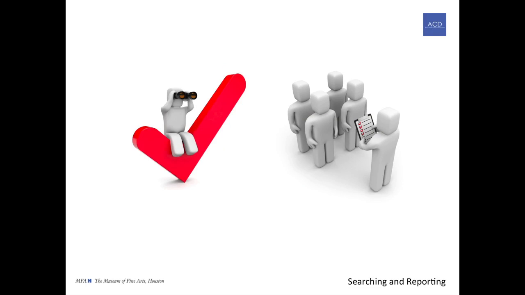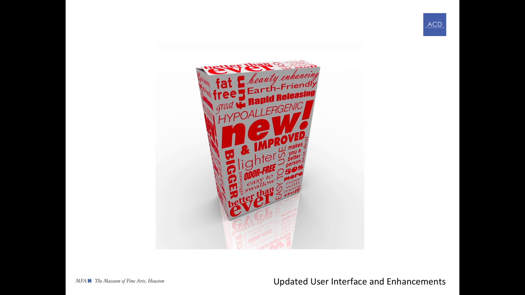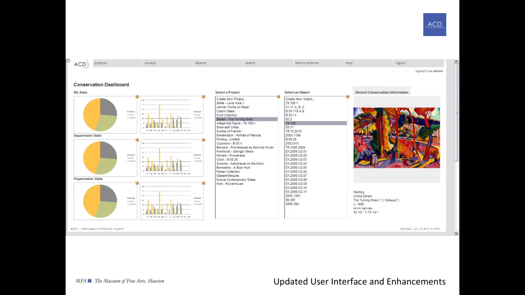Searching and reporting we're working on. And we're also working on updating the user interface. We're really trying to think about how you flow through the program, how you get from one section to another, and the order of information that you enter. So we're working on wireframes, and these are just wireframe screenshots, but this shows our idea of having little widgets that give you statistical information about what we have conserved in the last year, or what's coming up, maybe by department or by individual.